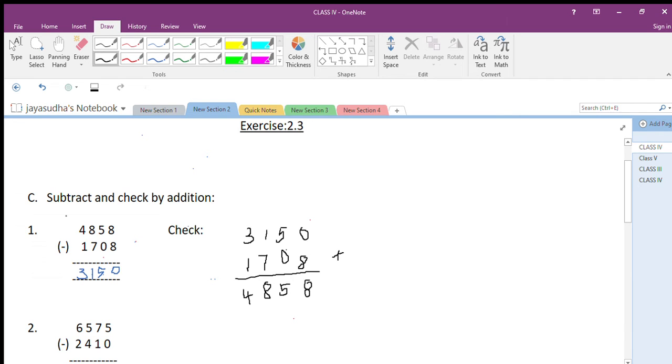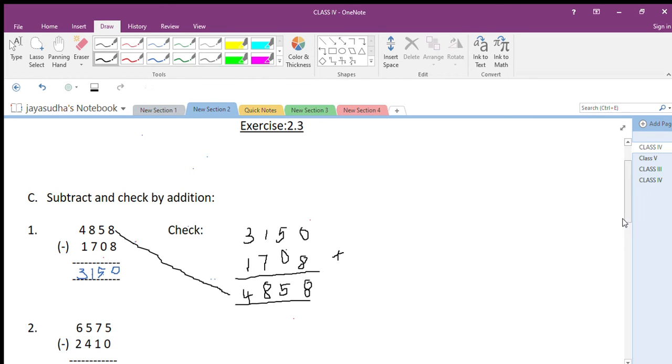Look at this number, the first row. If the addition answer matches the first row, your answer is right. Listen, your first row is 4858. In the addition answer, 4858. So both are the same, which means your answer is right. Listen children, if the first row and the addition answer match, your subtraction is also right. That is the method. If you add your subtraction answer in the second row and you get the first row numbers, your answer is right. Are you okay children?